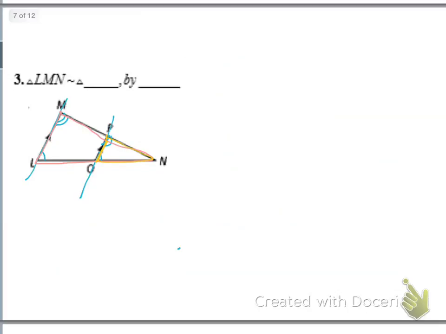And they have two sets of congruent angles, so we can automatically say angle, angle is one of them. In this picture, they also share another angle, so we could have also said angle N is congruent for both triangles as well because they share it completely. So when I write my similarity statement, angle L matches with O, M matches with P, and N matches with N.